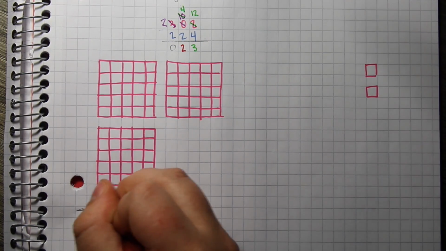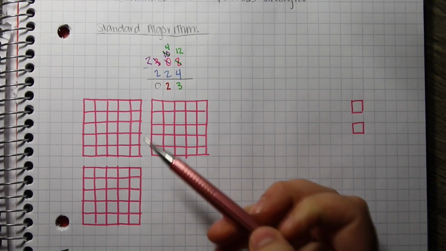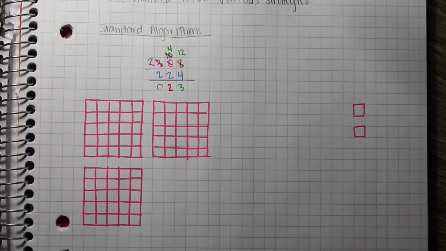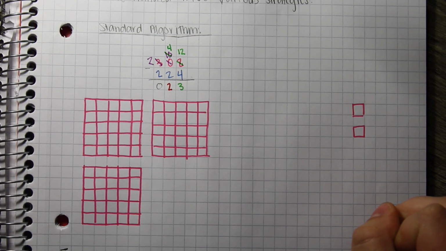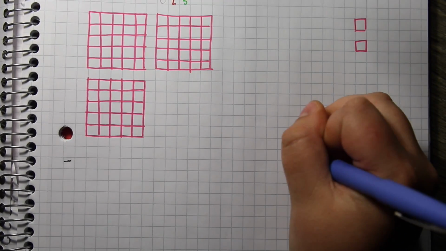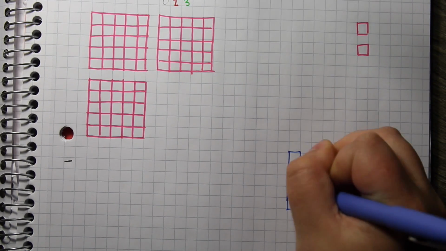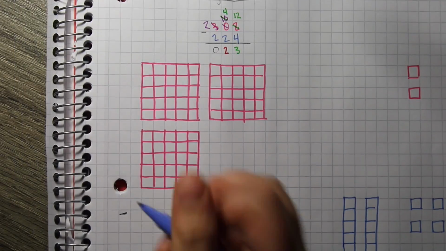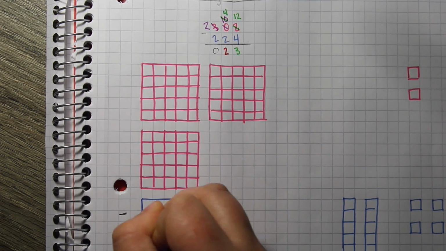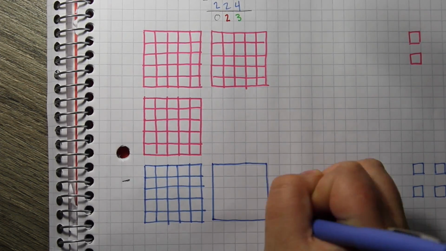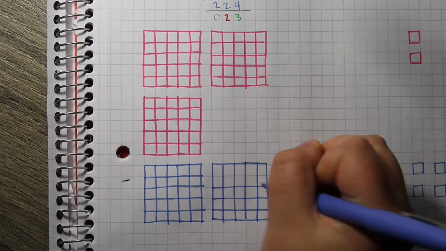I then am going to draw subtracting 224. So again, starting in the ones column, I'm drawing 4 blocks to represent that 4 in the ones value. Then I'm drawing 2 longs to represent 20 in the tens column. And then finally, I'll draw 2 flats to represent the 2 in the hundreds column for 224.